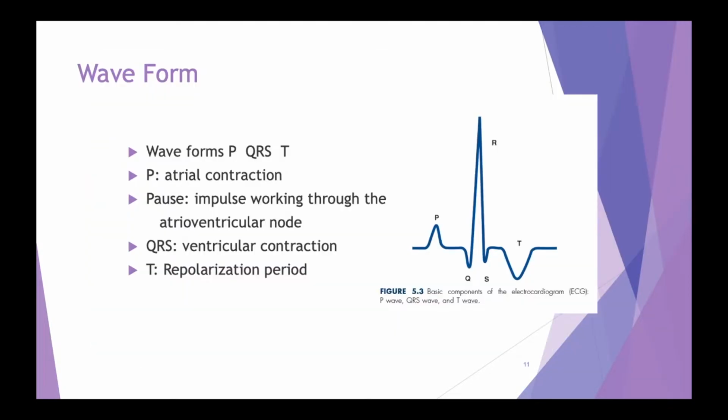If we break that down a little bit, looking at our waveform specifically, the waveform includes the P, QRS, and T. P is the atrial contraction, so we can see an increase in electrical activity during the atrial contraction. QRS complex is ventricular contraction. And then T is the repolarization period. It's important to note too, there's a pause in between the P and the QRS complex, and that's the impulse working through the atrioventricular node into the ventricles. So it has to pass from sinoatrial node to atrioventricular node, to the bundle of His, to the bundle branches, and then through to the Purkinje fibers, which connect that electrical impulse to the ventricles.